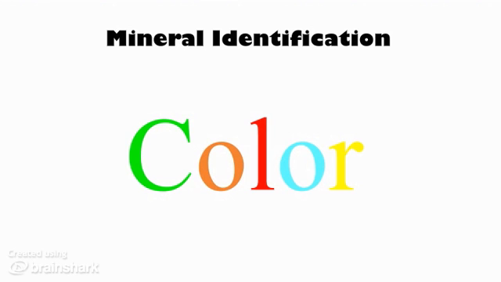Color is obviously what you see when you look at it, the color that's on the outside. This is really one of the most unreliable tests to do on a mineral, at least if you use it by itself. If you use it in combination with some of the other tests we're going to look at, then it could have some benefits.